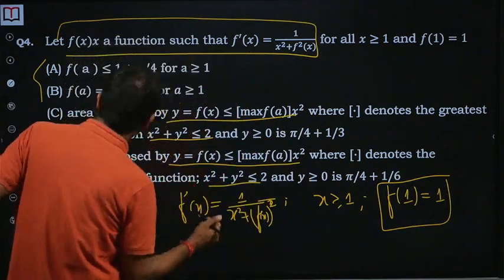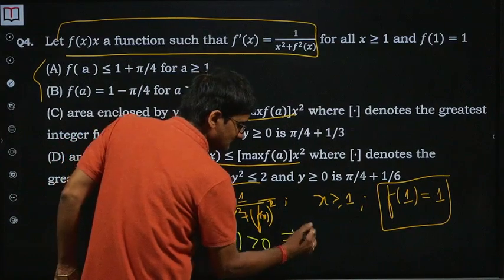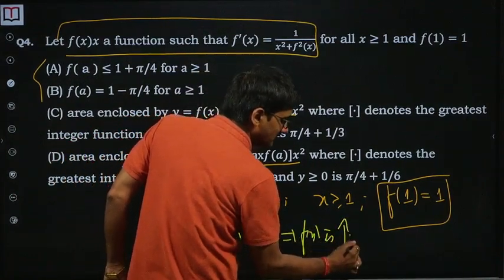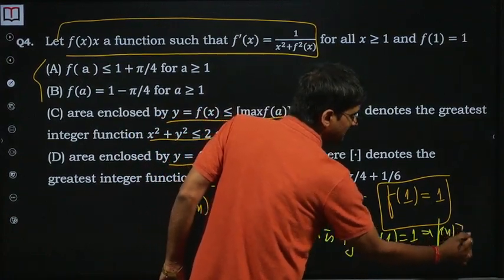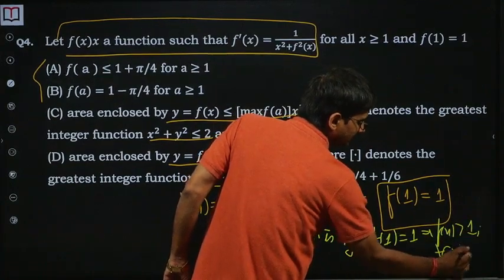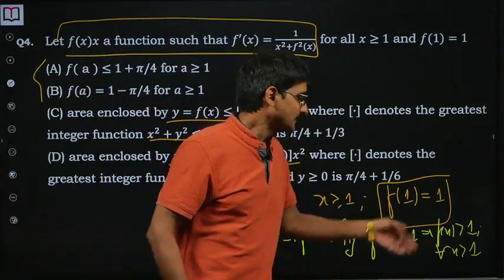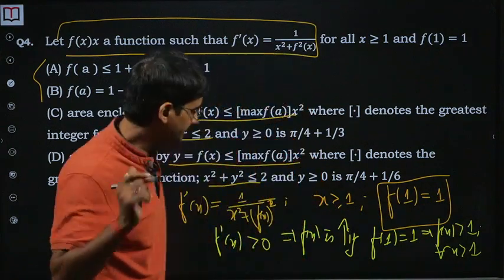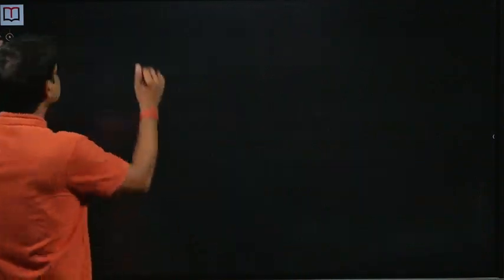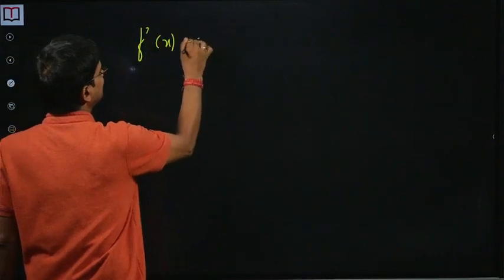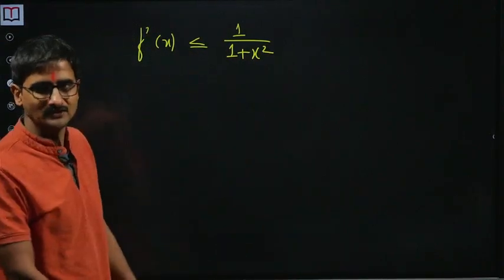So now what I actually observed here, f dash x is always positive, f(x) is increasing, and f of 1 is equal to 1, so that means f(x) is greater than 1 for all x greater than 1. I think I'm clear, because at x equal to 1 it is 1, f(x) is increasing, so for all x greater than 1, the function f(x) is greater than 1. So that means the minimum value of the denominator is x square plus 1, hence the maximum value of f dash x is 1 plus x square, maximum value.